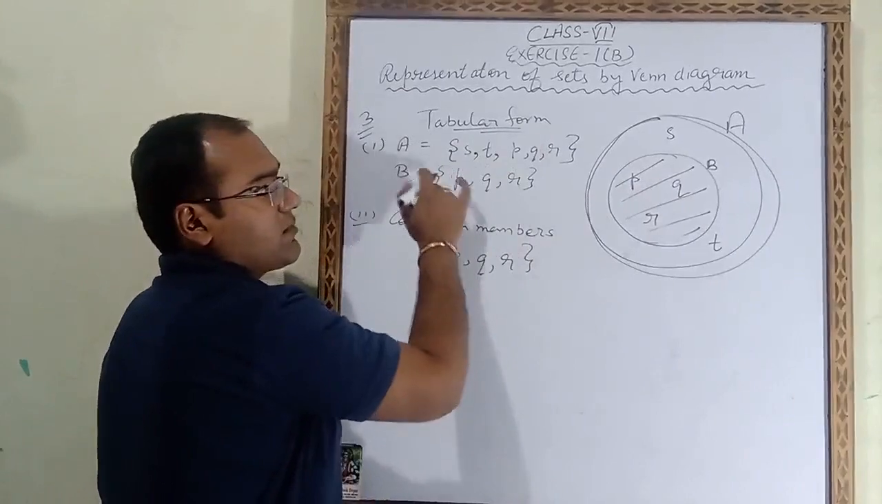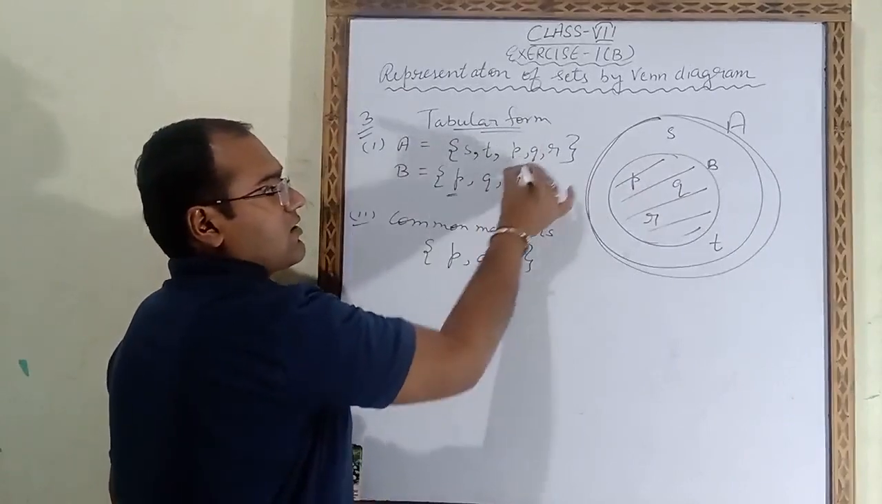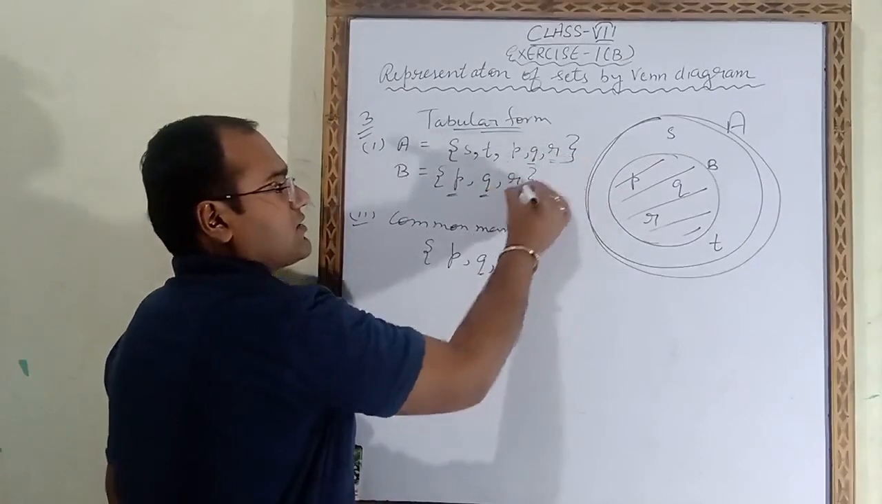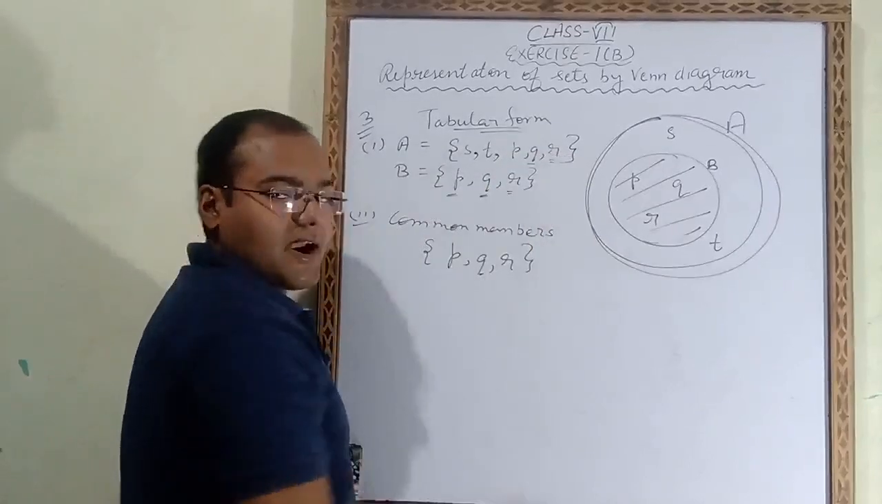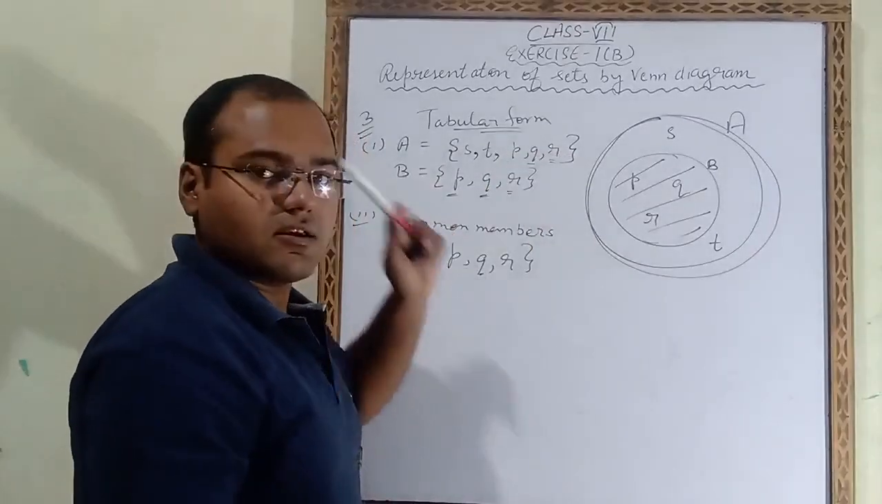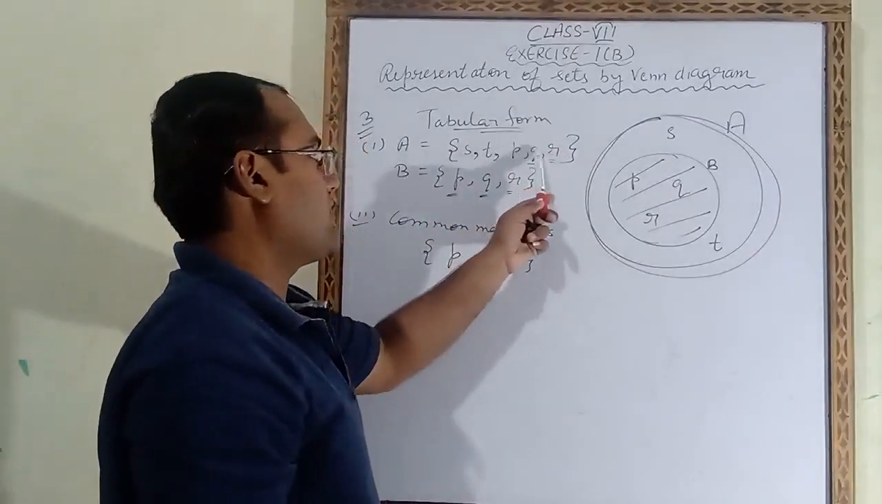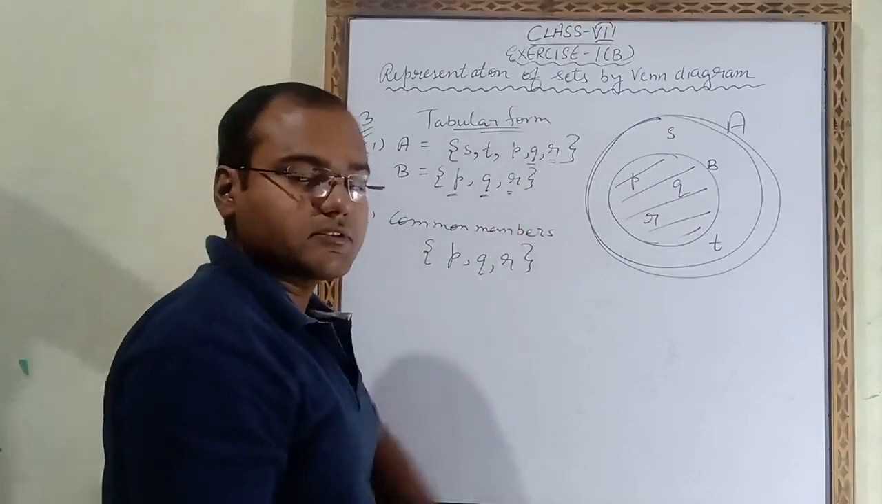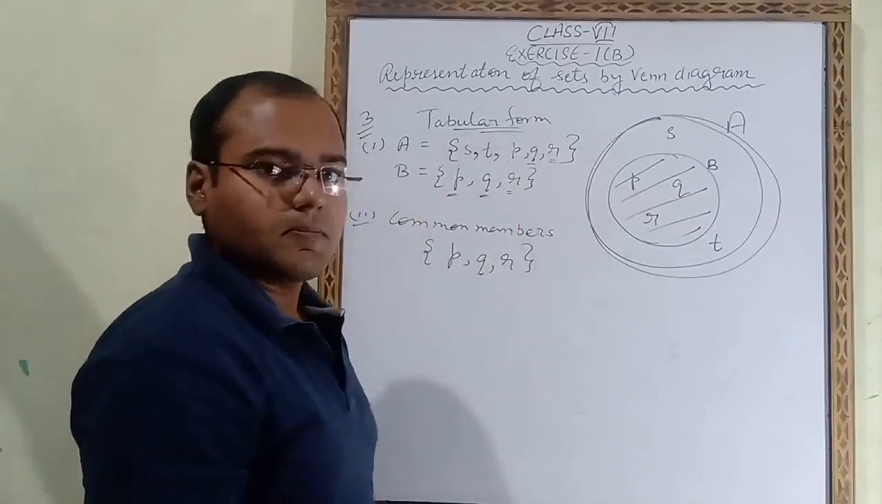You check here A and B. P is written here also and here also. Q is written, R is written. That means these three alphabets are coming in A and B. That's why these three alphabets are common members. So like this you have to do question number 3.